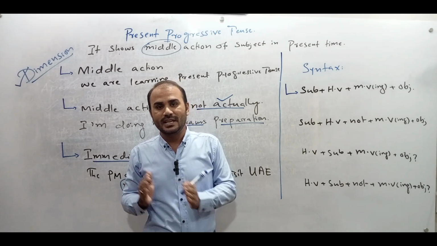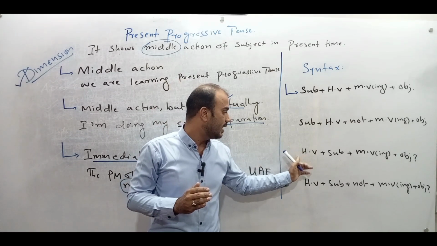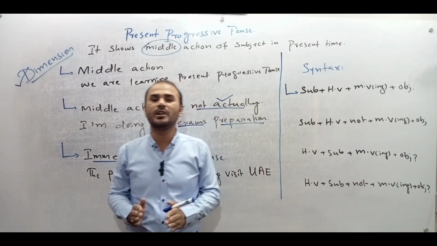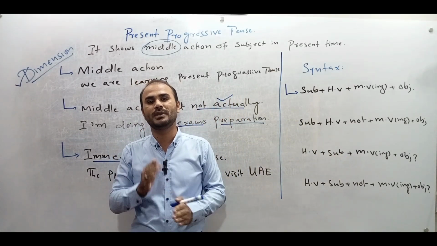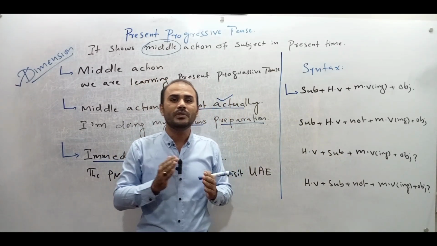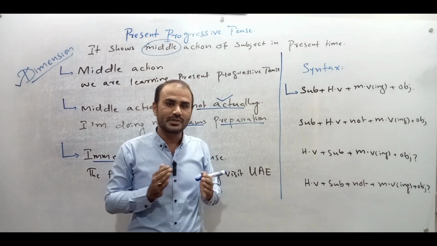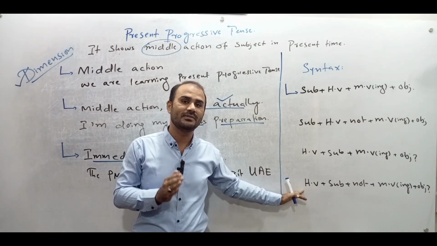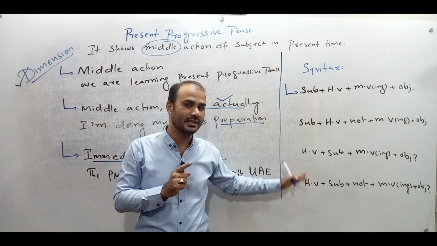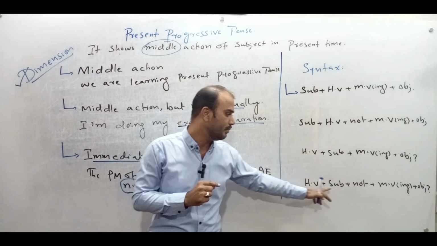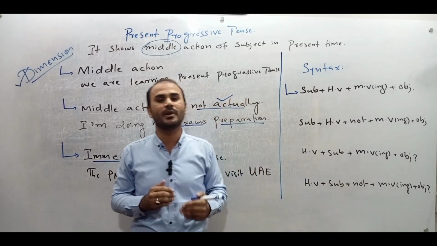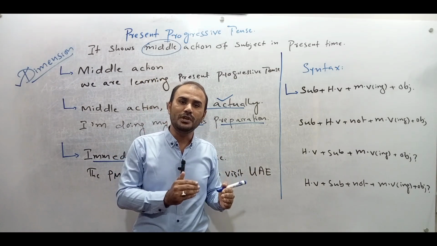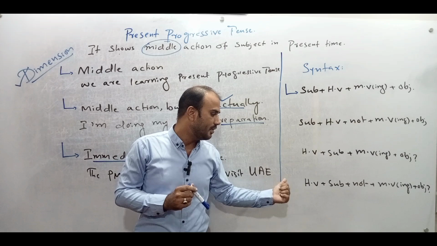And third and the last, actually we have a helping verb, subject, main verb, and then we have an object plus a question mark. Are you coming with us? It's an interrogative sentence. And the fourth and last sentence of this tense is helping verb, subject, not, and main verb ing form, plus object. Are they not going to play with us? So this is the type of syntax we have in the present continuous tense.